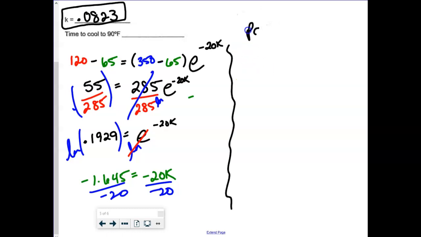All right, so let's talk about part 2. Here we have a new final temperature of 90. Well, make it work. I should have warned you that we had 2 parts. Oh, I did. All right, 90 minus 65 equals the quantity of 350 minus 65.